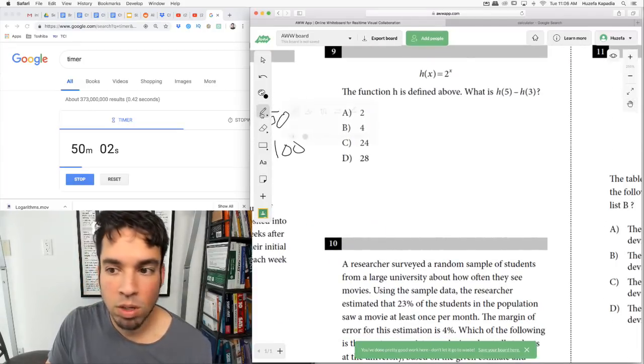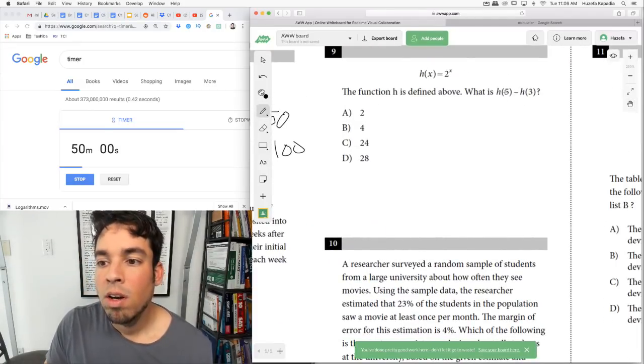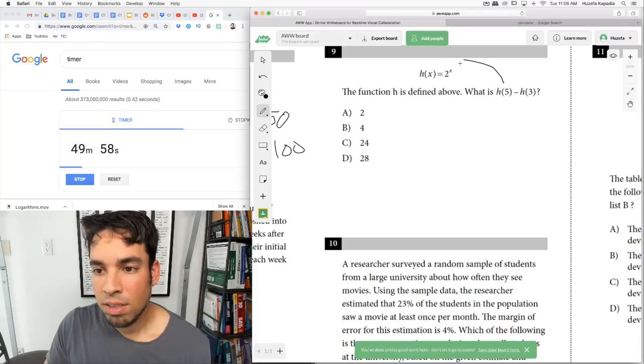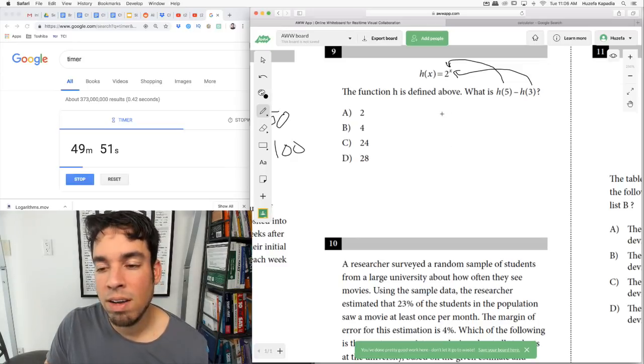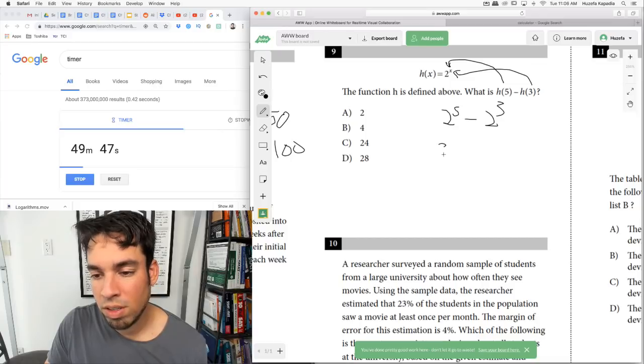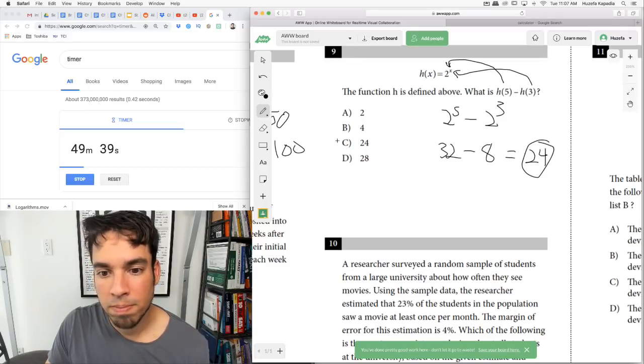This function defined above, what is h of 5 minus h of 3? Okay, let's plug 5 into this, evaluate it, and then plug 3 in afterwards, and subtract the value at 3 from the value at 5. So if I plug 5 in, it's 2 to the 5th minus 3, 2 to the 3rd. 2 to the 5th is, use your calculator, 32. 2 to the 3rd is 8. Okay, and 32 minus 8 is 24.